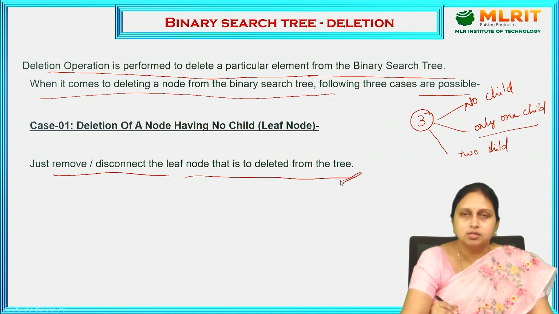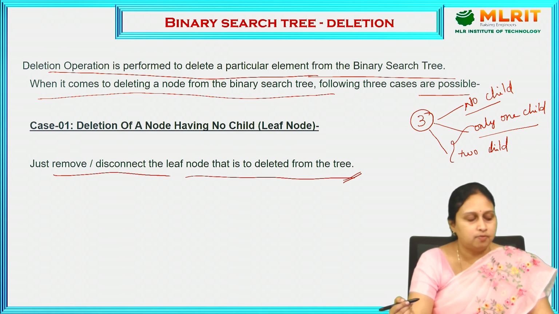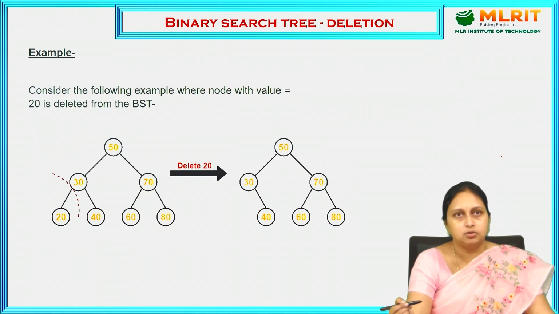As we have discussed, deleting a node having no children is nothing but deleting the leaf node. That can be removed directly. You don't have any problem. When we are going to do these two cases, we need to check for some more conditions to be followed when I am going to delete a node with only one child or two children. Let us see the cases.